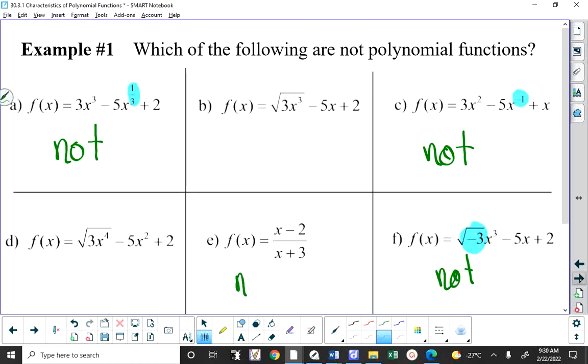This is a difficult one to explain. So I'm asking you to kind of stick your neck out if you think you know why f of x equals x minus 2 over x plus 3 is not polynomial. Jonathan. Because when we first saw a polynomial function, it is any function of the form a n x n plus.